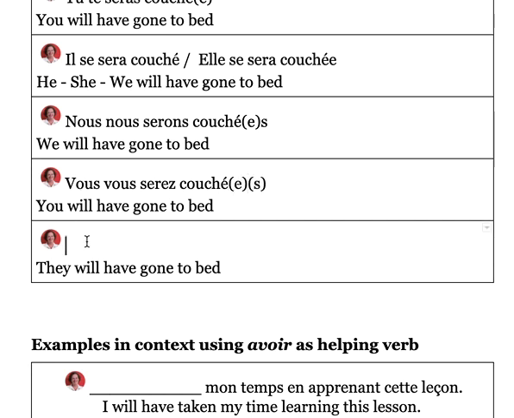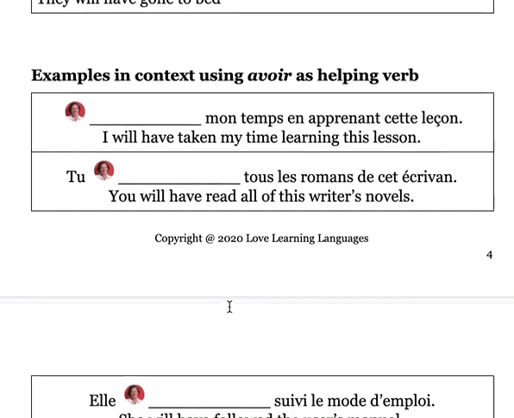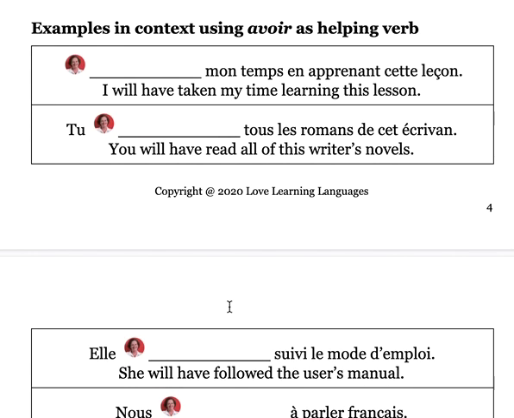And they will have gone to bed. Ils se seront couchés. D'accord? Ou bien sûr, elles se seront couchées. Alors, now, let's get to some examples in context, showing you how to use this so you can really grasp. Because I think if you know the passé composé, you're probably thinking, oh, this is not hard to form. I just have to wrap my head around when to use it. So that's what we're going to do right now.